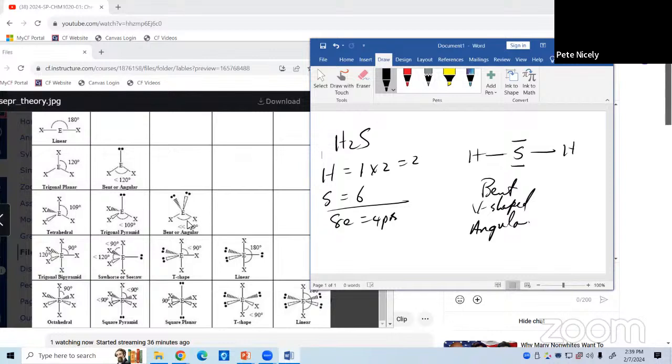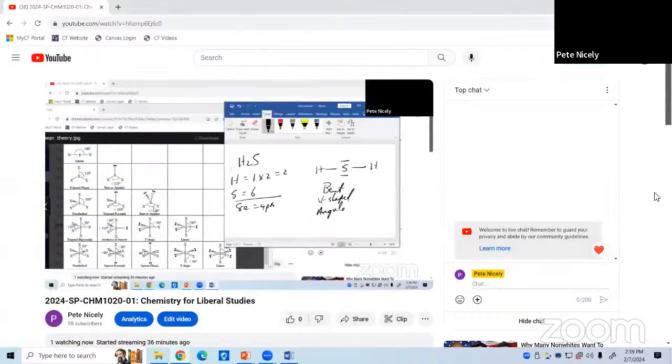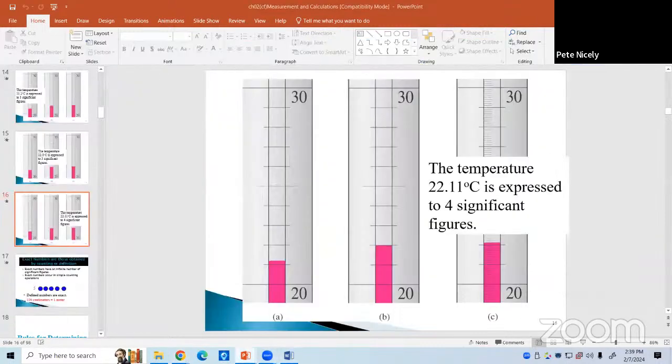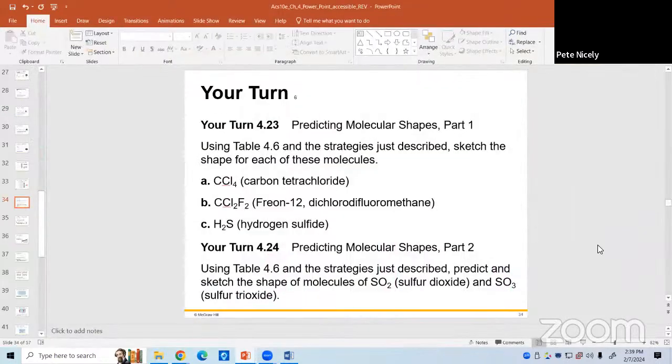All right, any questions? Okay, so as I said before, you can rest assured that I won't ask you to draw anything, but I will ask you to give the shapes of molecules. Oh, okay, here's a question I didn't realize. This question says, using the same table and the strategies just described, predict and sketch, again, I won't ask you to draw, the shape of the molecules of SO2 and SO3. Okay, so let's do that one.